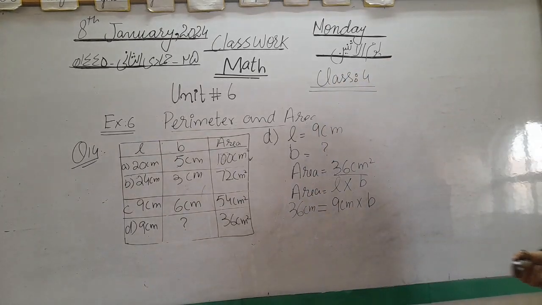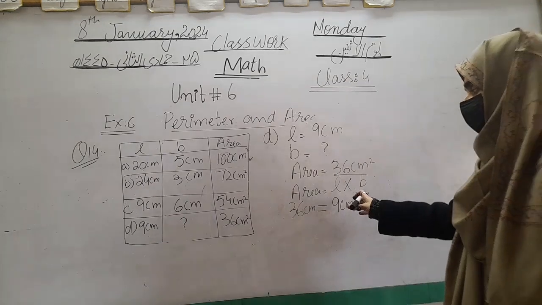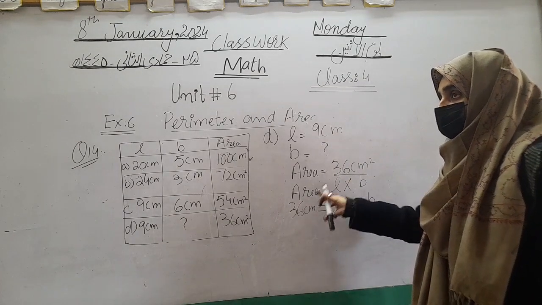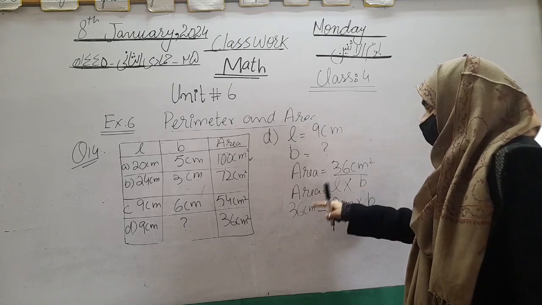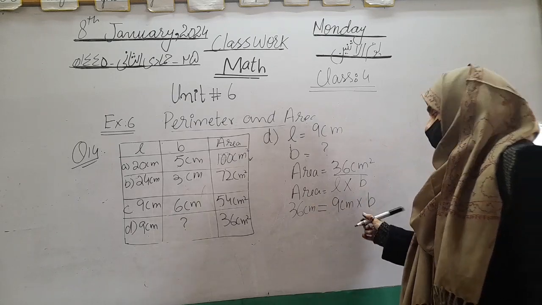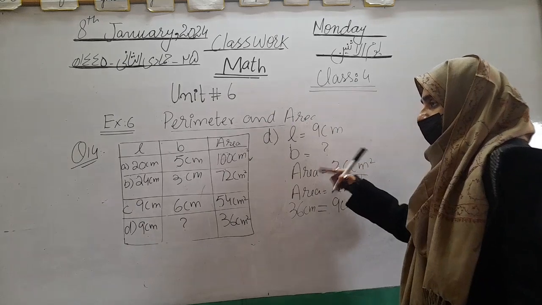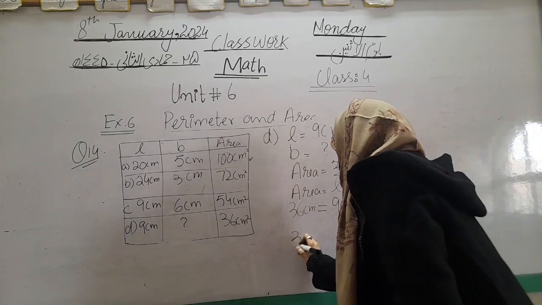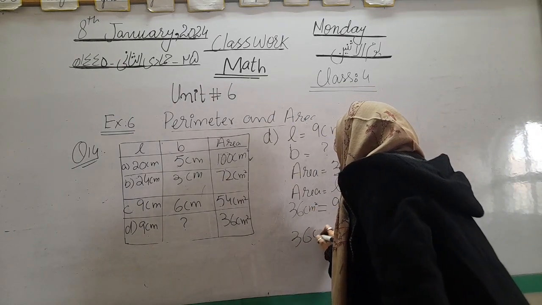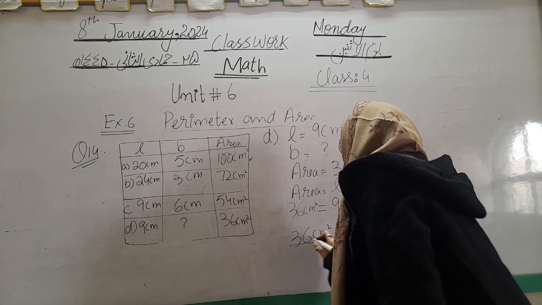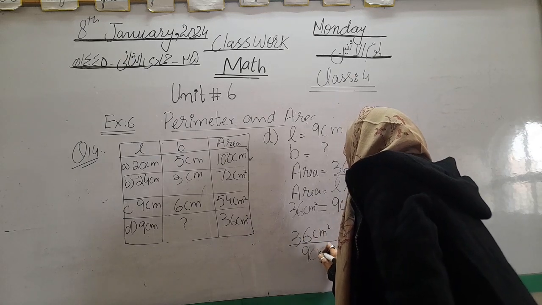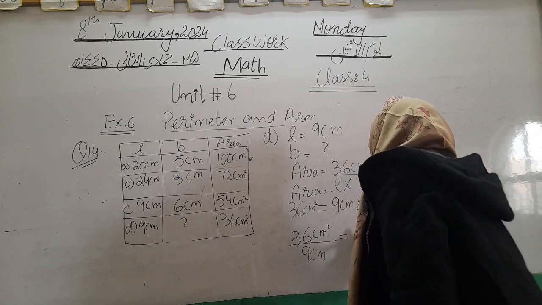We need the value of breadth, so what will we do? We will move the 9 centimeter to the other side. When we move 9 centimeter to the other side, you will divide it, because here it was multiplied, so on the other side it will become division. 36 centimeter squared divided by 9 centimeter, which is equal to B.